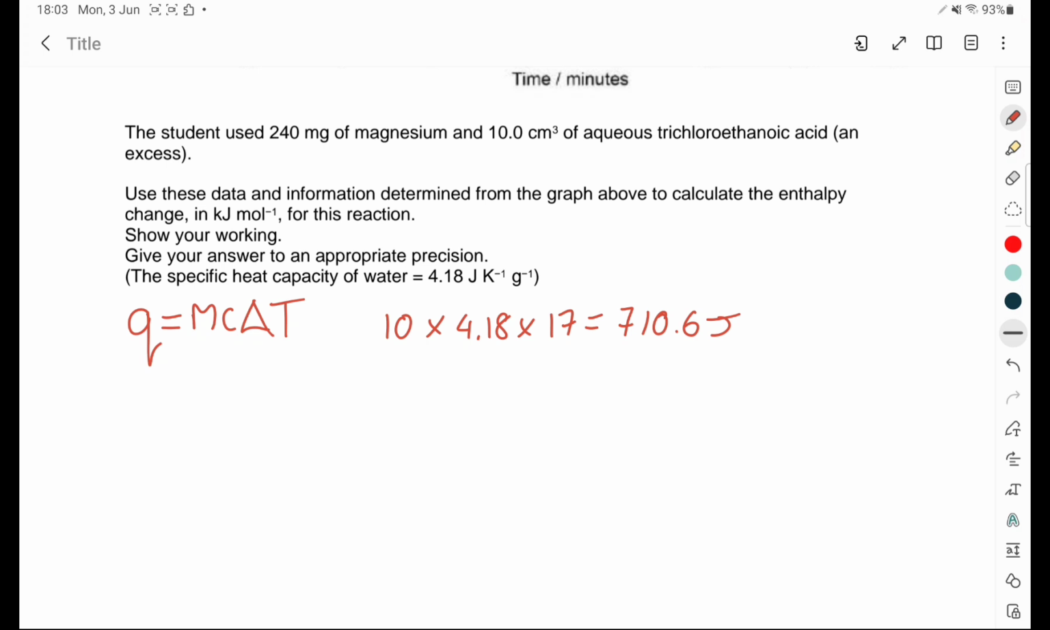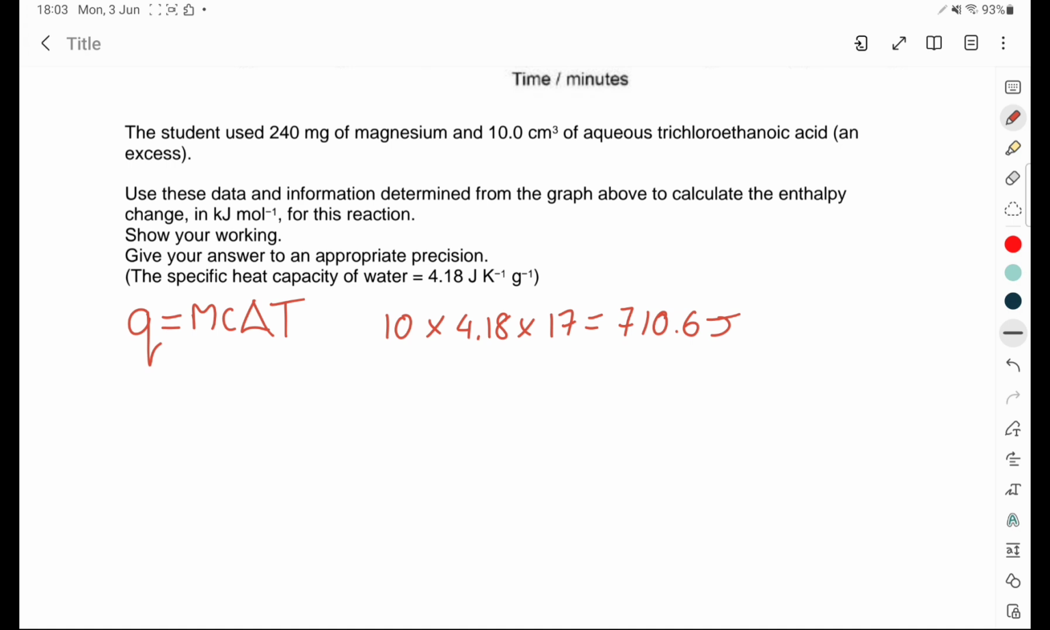The next step is to convert Q into delta H. Delta H is equal to Q converted into kilojoules divided by the number of moles. The moles of what, of course, depends on the reaction we're looking at. It is always the substance that is limiting. We're told in the question that the trichloroethanoic acid is in excess, and therefore the limiting substance is the magnesium. So delta H is equal to Q converted to kilojoules divided by the number of moles of magnesium.